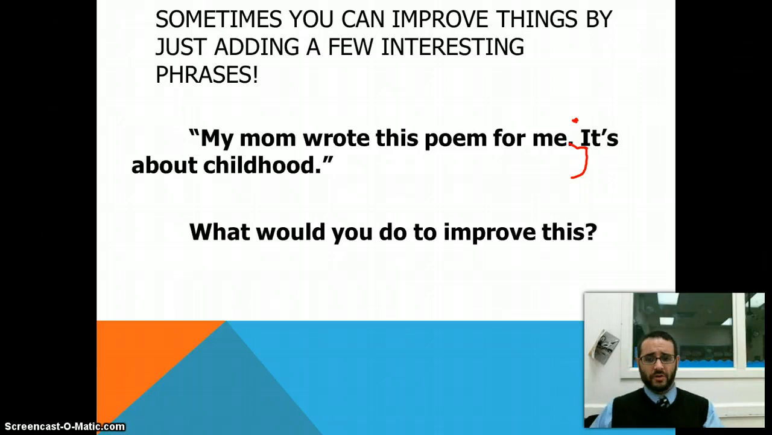"Although my mom wrote this poem for me, it's about childhood." So you're telling your reader that it's more important to understand that the poem is about childhood, not necessarily that my mom wrote it. Okay?